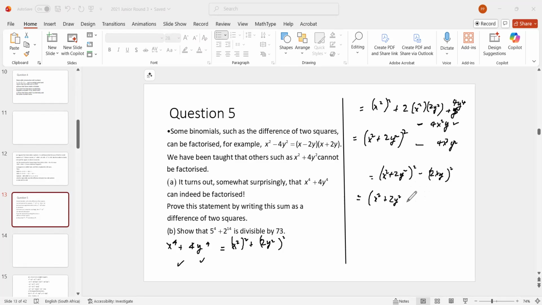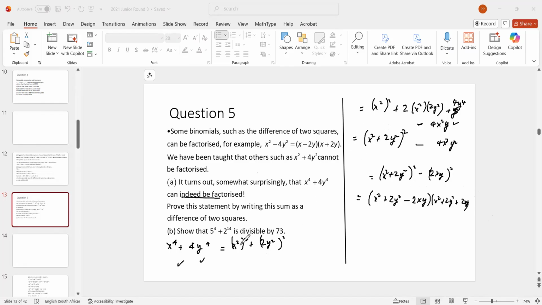A squared minus b squared is a minus b into a plus b. So that's what we have proved. Prove the statement by writing down this sum as a difference of two squares. What statement? That it can be factorized.